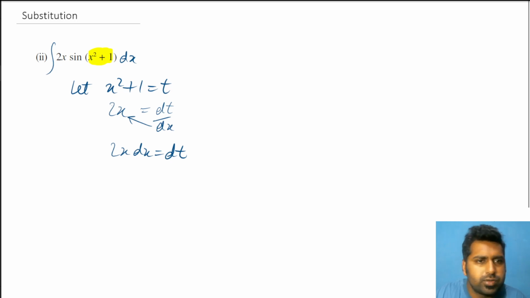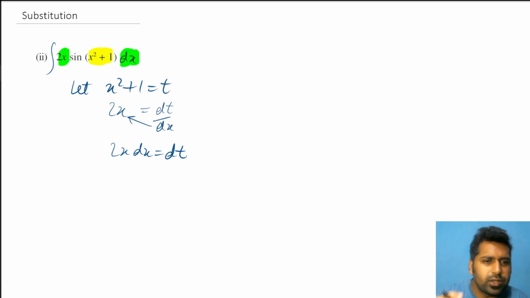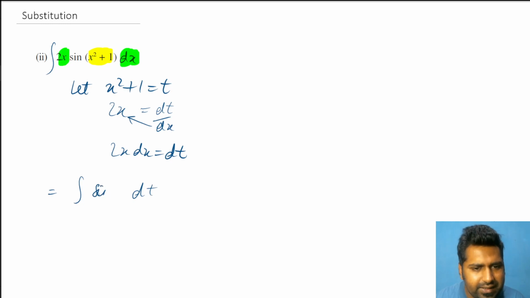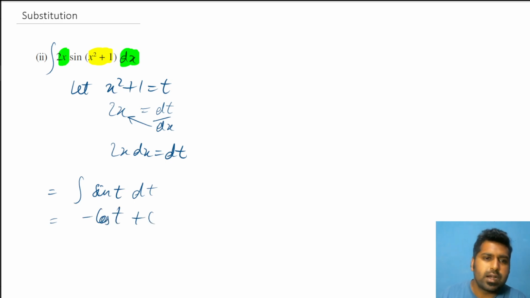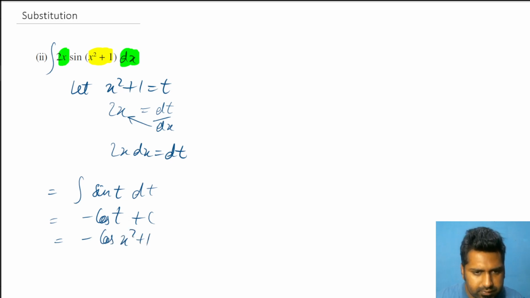So if you look at this part now, 2x dx, this is all set to become dt. So what will this question look like now? This question will look like this: integration, this 2x dx becomes dt, and this sine of x square plus 1 is sine t, sine t dt. I think after that it is very simple. What is the integration of sine? Minus cos t plus c. But see, the question started with x, so our answer should also be in x. So that will be minus cos of x square plus 1 plus c, and that's your answer for this.